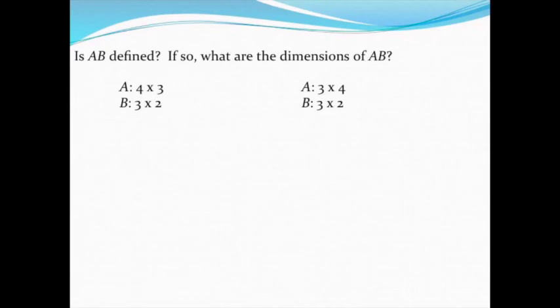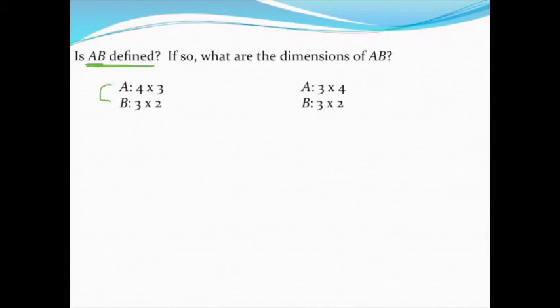So the question at first, before I actually get to doing the multiplication, and we're going to use the calculator to do the multiplication, they're going to ask us, is AB defined? Meaning, if we were to multiply matrix A times matrix B, would it be defined? Meaning, would there be an answer to it? And then if so, what would the dimensions be? We'll get to that in a second. So here's how it works.